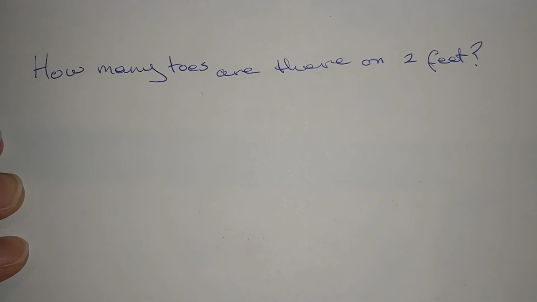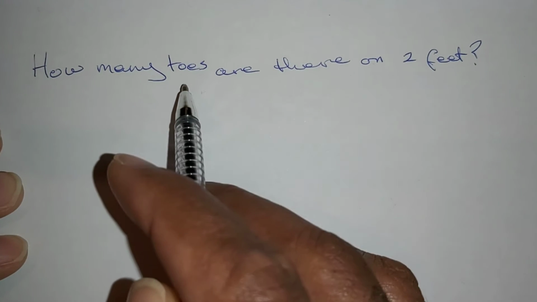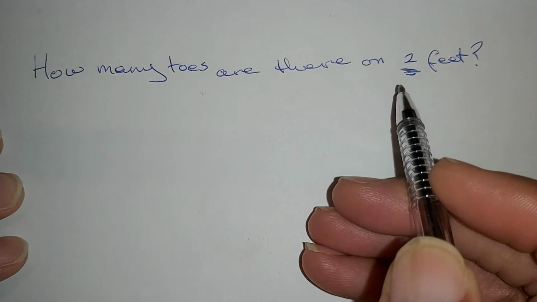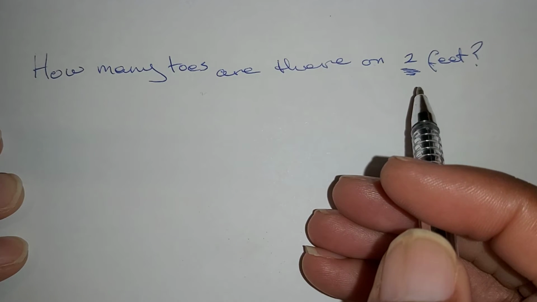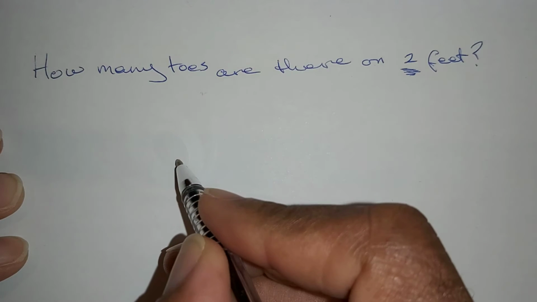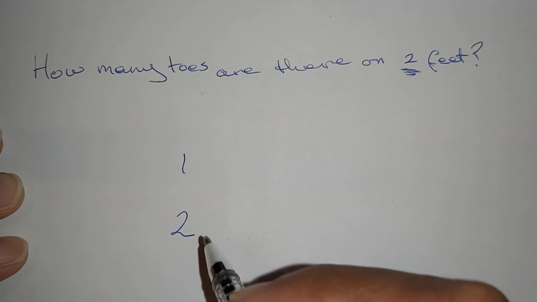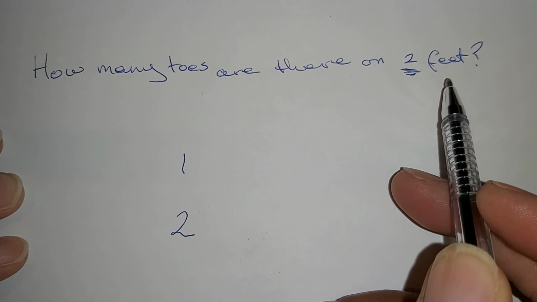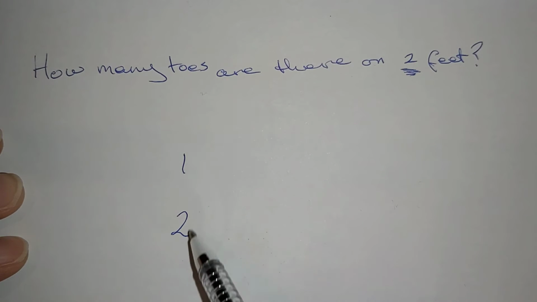So if you wish, you can draw 2 feet with the toes on them. But what you really want to do is just get something to represent the 2 feet or the groups that you're trying to make. So this question asks, how many toes are there on 2 feet? Now, 2 tells me how many things I'm going to be working with. 2 groups of something. So I will have 1, 2 rows. 2 what? 2 feet. And they want to know how many toes there are on these 2 feet.